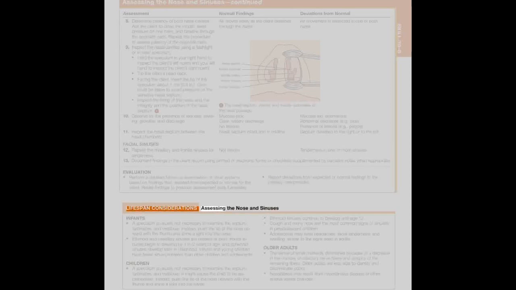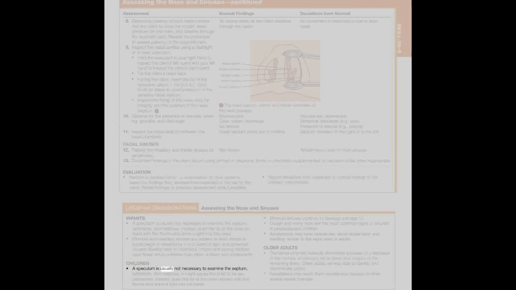Lifespan considerations: assessing the nose and sinuses. Infants: a speculum is usually not necessary to examine the septum, turbinates, and vestibule. Instead, push the tip of the nose upward with the thumb, and shine a light into the nares. Ethmoid and maxillary sinuses are present at birth. Frontal sinuses begin to develop by 1 to 2 years of age, and sphenoid sinuses develop later in childhood. Infants and young children have fewer sinus problems than older children and adolescents.